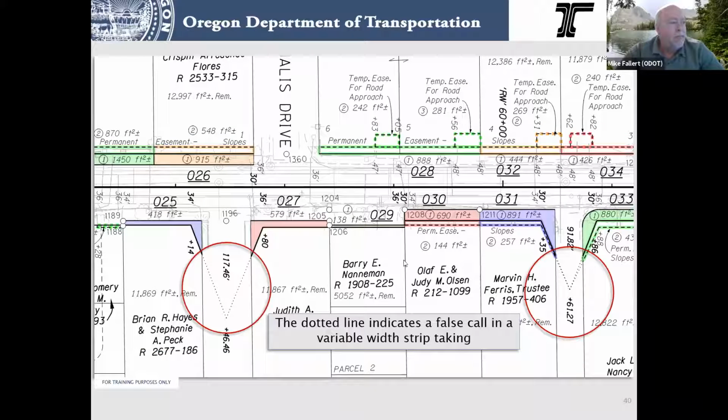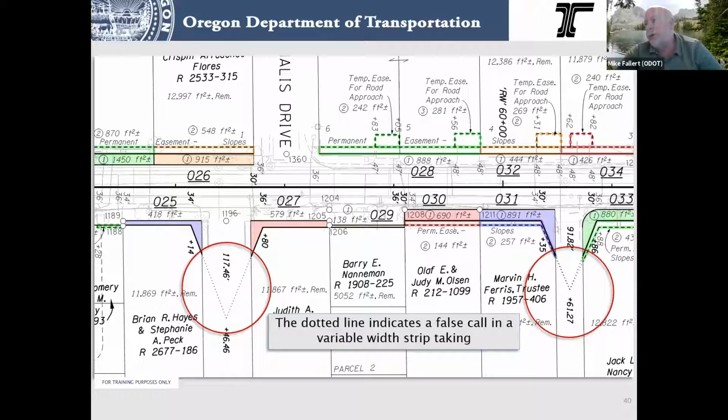You see these funny dash lines, kind of throws people. We call them a false call. And what that is, when we don't know the exact sideline of something, we will do a false call out to another number, but yet that property is limited by the vesting deed. But this way we don't leave gaps or overlaps.